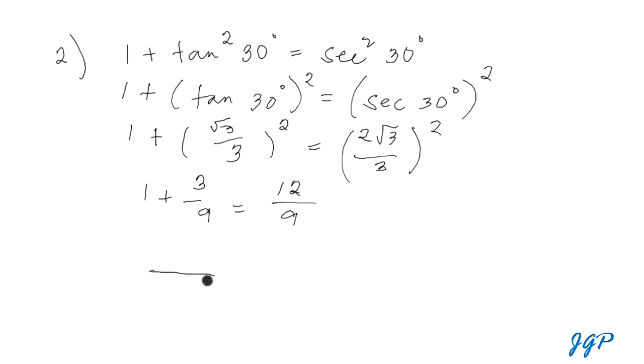So let's have a denominator of 9. 9 divided by 1, that is 9, times 1, we have 9. So plus, okay, 9 divided by 9, that is 1, times 3, we have 3. Is equal to 12 over 9. 9 plus 3, we have 12. And then copy the denominator, 9, is equal to 12 over 9. So we have now a true statement.